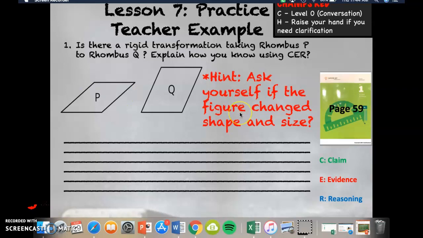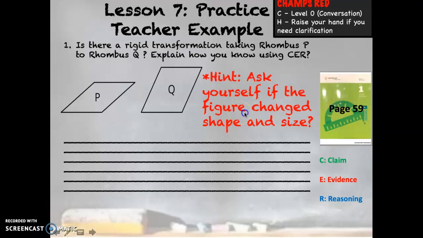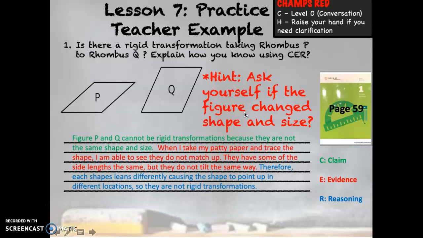If it doesn't match up, like in this case, you are going to write a CER. Here's an example. My claim is figure P and Q cannot be a rigid transformation because they are not the same shape and size. When I take my patty paper and trace, I'm able to see they do not match up. Some of the side lengths are the same, but they do not tilt the same way. Therefore, each leans differently, causing the shape to point up in different locations. So they're not a rigid transformation.